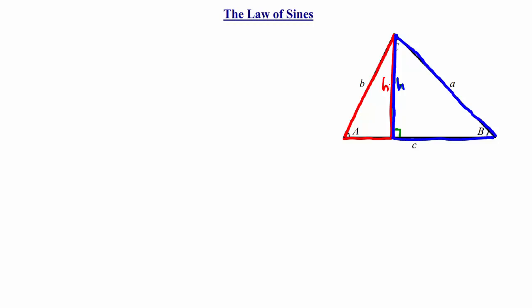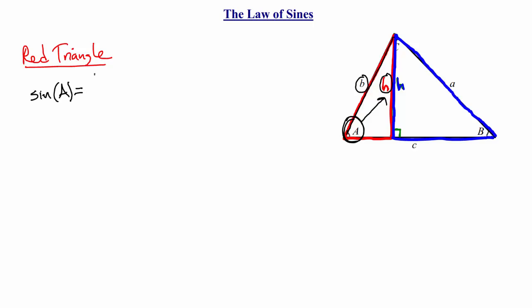Now what we can do is apply the sine function to both of these triangles. So I'll start with the red triangle, and we'll work on the sine of angle A. Let's find an expression for the sine of angle A. Well, we know the sine of an angle in a triangle is the opposite side length divided by the hypotenuse. And the side opposite angle A is the side H, and the hypotenuse of the triangle is side B. So we can express the sine of angle A as the opposite side H divided by the hypotenuse, which is B.